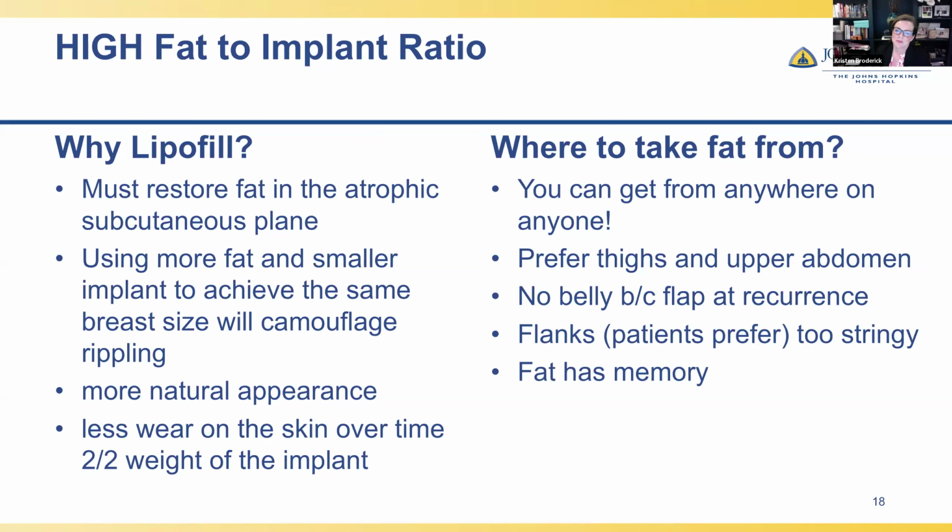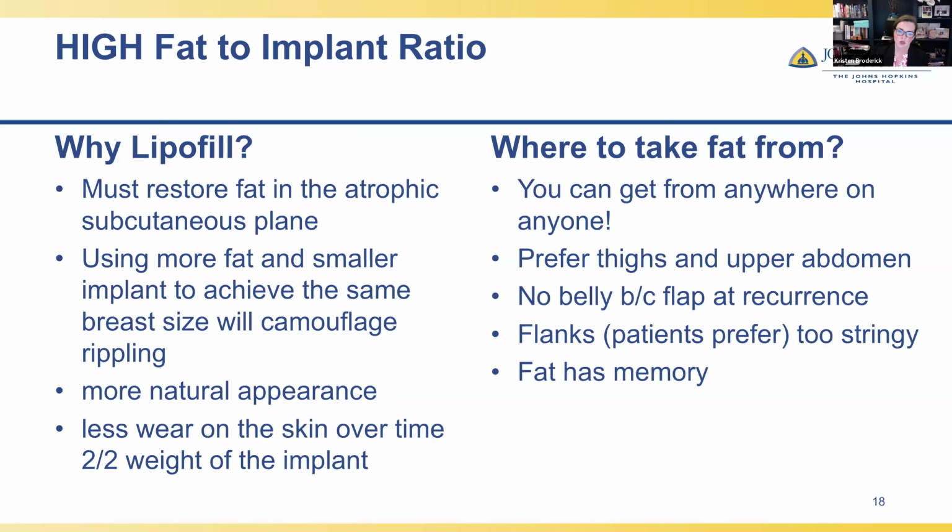Where do I take fat from? I tell my patients I can get fat from anywhere on anyone, no matter what your BMI is. I just have to be a little bit more selective. I do prefer the thighs and the upper abdomen. I prefer to save the lower belly because we do see patients when they get recurrences and they need radiation, and I do like to preserve that belly fat for a deep flap if they need that later. Everybody wants me to suck their flanks, but unfortunately it's very stringy. There's a lot of fibrous tissue in there, so it doesn't make good fat to transfer.